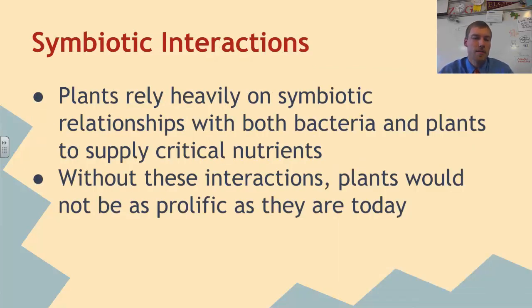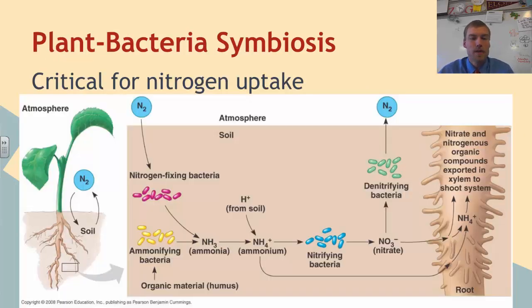Plants also rely heavily on symbiotic relationships in order to get the nutrients that they need, particularly with bacteria and fungi. So, plant-bacteria symbiosis is very important for nitrogen uptake. That's because most of the nitrogen that is found in the earth is inert N2. It's not going to react. Plants can't really absorb it. And so that nitrogen gas needs to be converted into something like either nitrate or ammonium, which can then be absorbed into the plants and used in various plant processes.